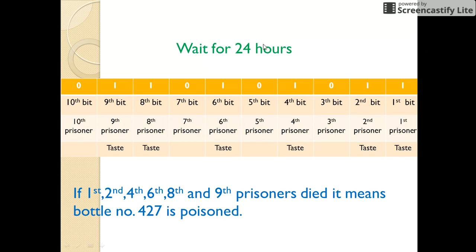Now we wait for 24 hours. Now after 24 hours, if the prisoners 1st, 2nd, 4th, 6th, 8th and 9th died, then it meant that bottle number 427 was poisoned. Since only the prisoners corresponding to the 1st bit, 2nd bit, 4th bit, 6th bit, 8th bit and 9th bit tasted the wine from bottle number 427, according to the binary representation of 427, which is as shown.